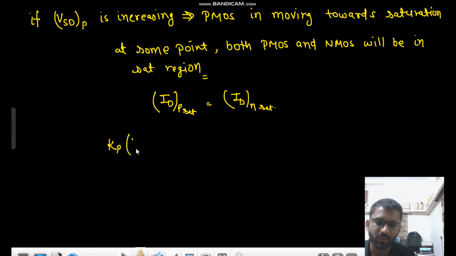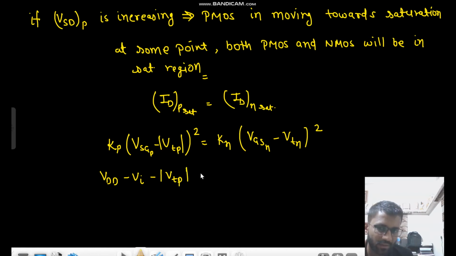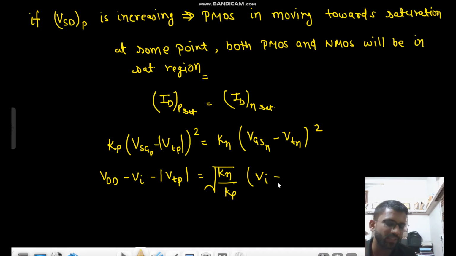So Kp into (VSG minus mod Vtp) whole square would be equal to Kn into (VGSn minus Vtn) whole square. This derivation is asked many times. So what is VSGp? That you should just keep in mind. VSGp is VDD minus Vin minus mod of Vtp, equal to under root of Kn by Kp, taking under root on both sides, into VGS. What is VGS for NMOS? It is Vin minus Vtn, right? So what do we need to find? We need to find the value of Vin.